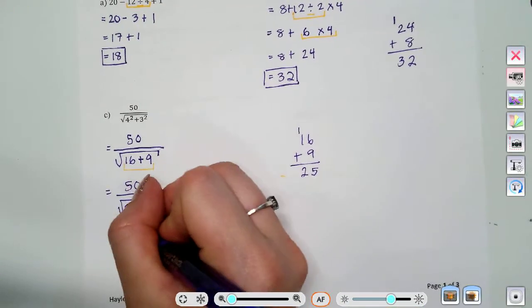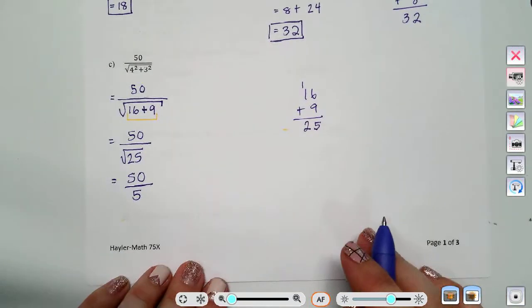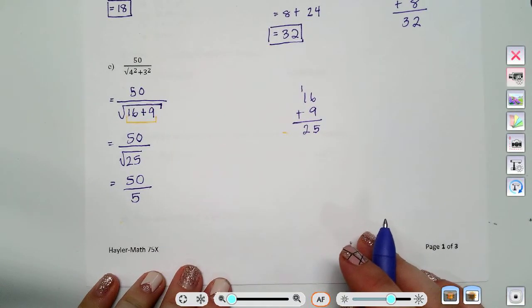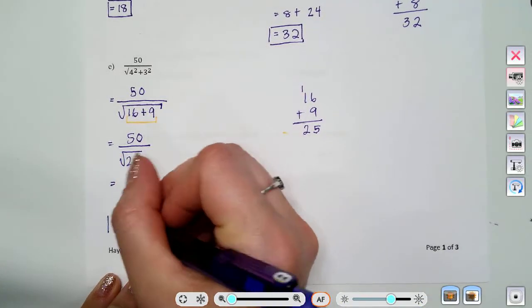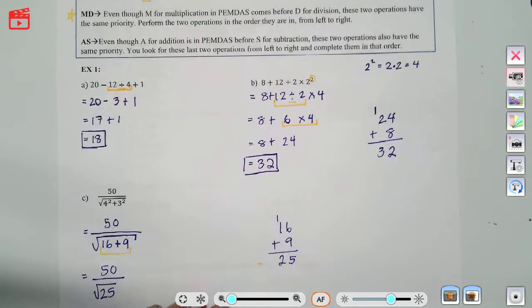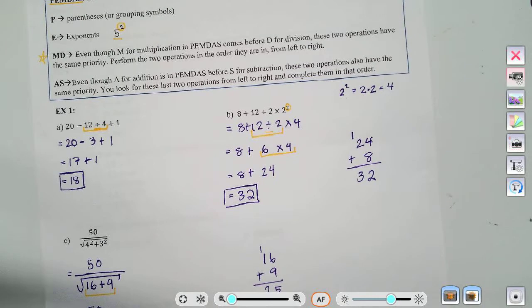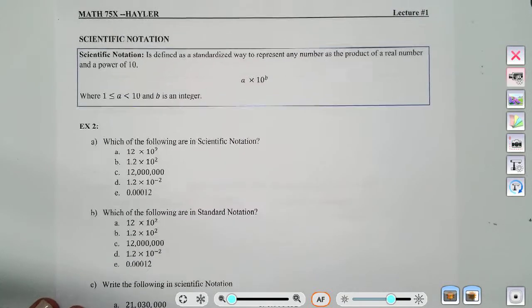So this is going to be 50, and then the square root of 25 is 5. Let's see, can we simplify this? 50 divided by 5 is going to be 10. And there we go, boxing our answer, and we're done. That was it for page 1. Let's move on to page 2. Remember, if anything is going too fast, feel free to stop the video, rewind it, and listen to it again.